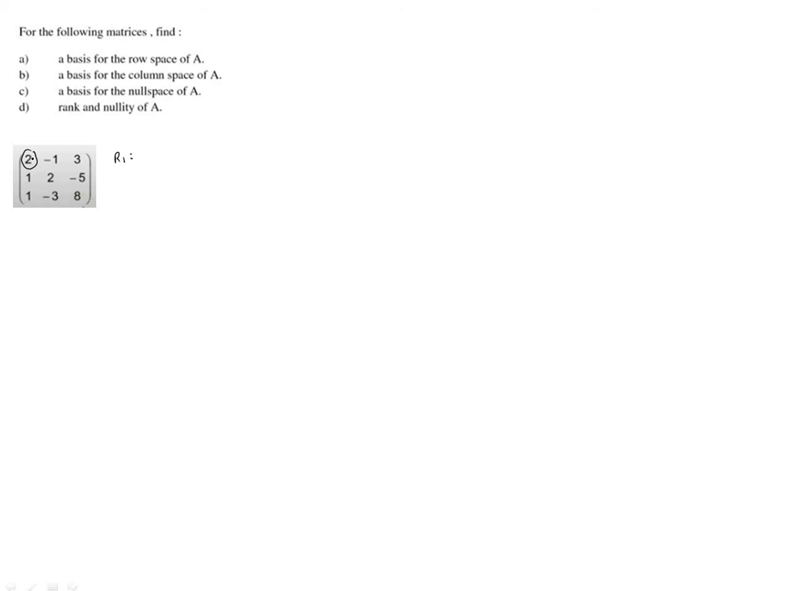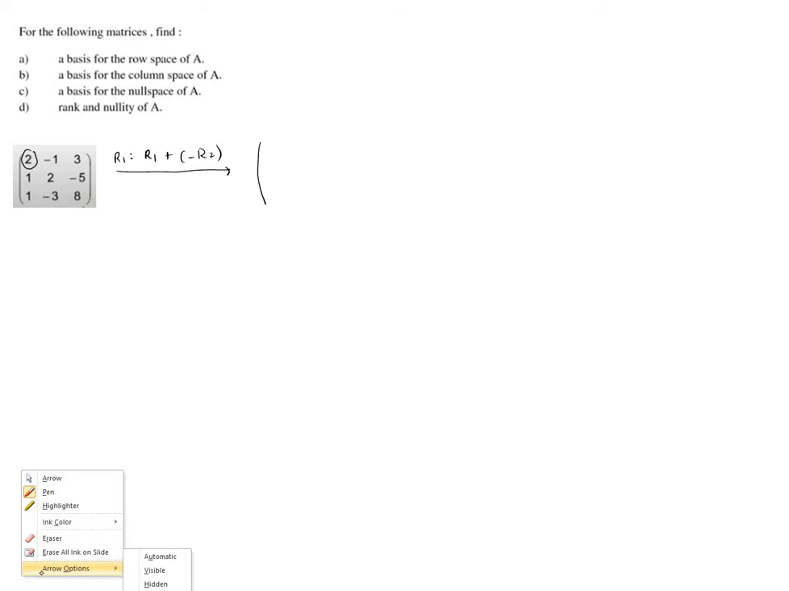Mana-mana pun boleh. I choose row 2. Okay, row 1 and row 2. So row 1 plus negative row 2. To change row 1. Negative 2. Negative 2 lah kan? Satu lah. Kalau tukar row saja tak boleh. Tukar row. Boleh juga kalau awak nak exchange. Maksudnya bawa row 1 naik atas, row 2 naik atas atau row 3 naik atas kan? Boleh.